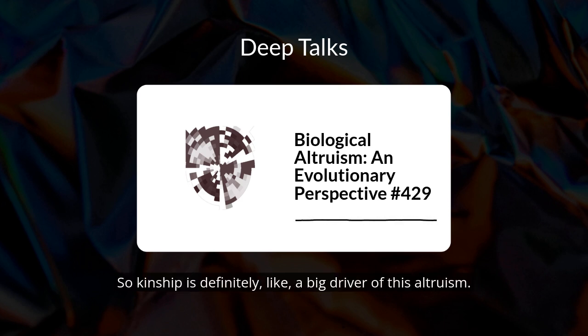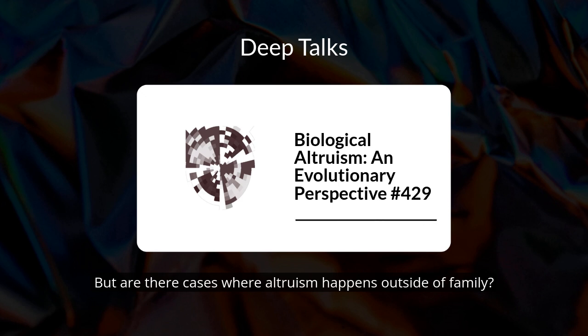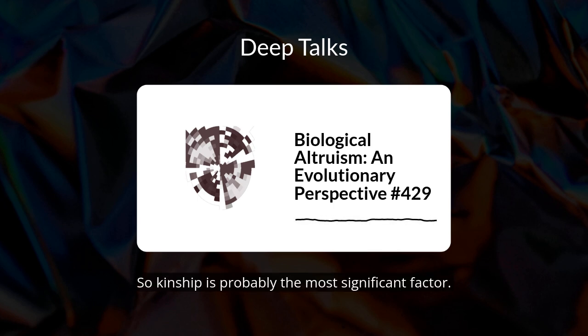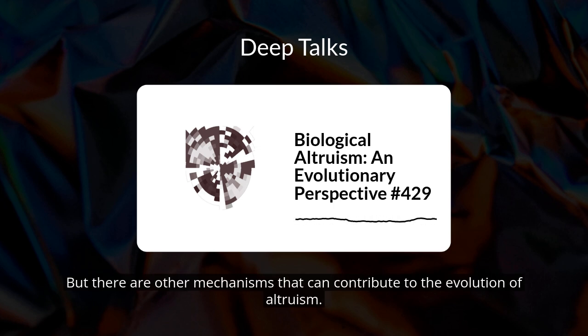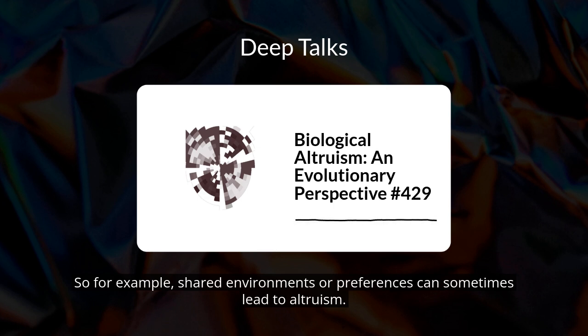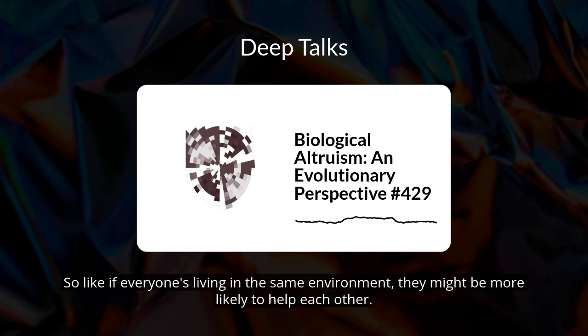So kinship is definitely a big driver of altruism. But are there cases where altruism happens outside of family? Absolutely. Kinship is probably the most significant factor, but there are other mechanisms that can contribute to the evolution of altruism. For example, shared environments or preferences can sometimes lead to altruism. So if everyone's living in the same environment, they might be more likely to help each other.